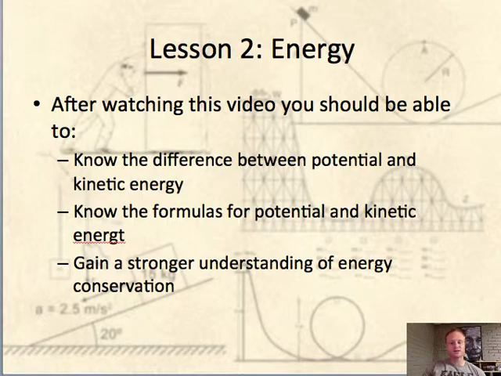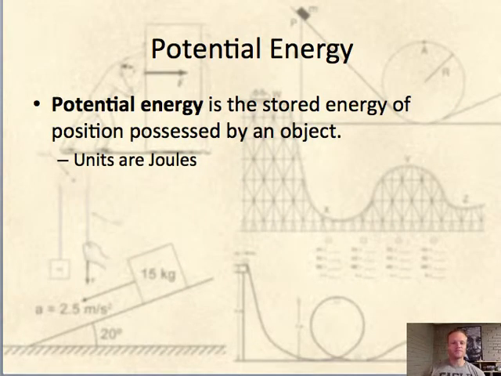The first type of energy I'd like to talk about is potential energy. Potential energy is simply energy that's stored in an object that possesses energy to be able to do something, whether it be move or whatever the case may be. So it's not that it's in motion, it just has the potential to begin to go into motion. And the unit of potential energy is the joule.